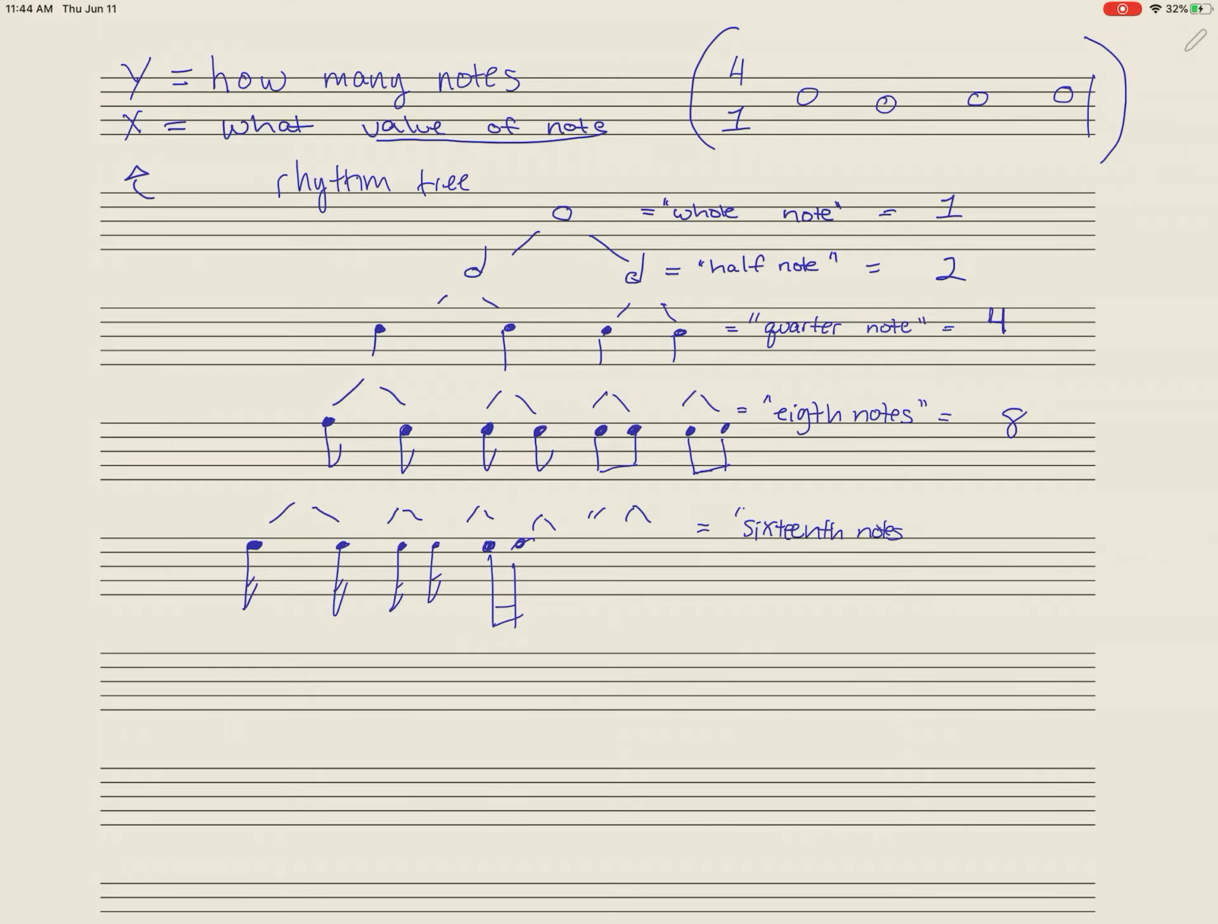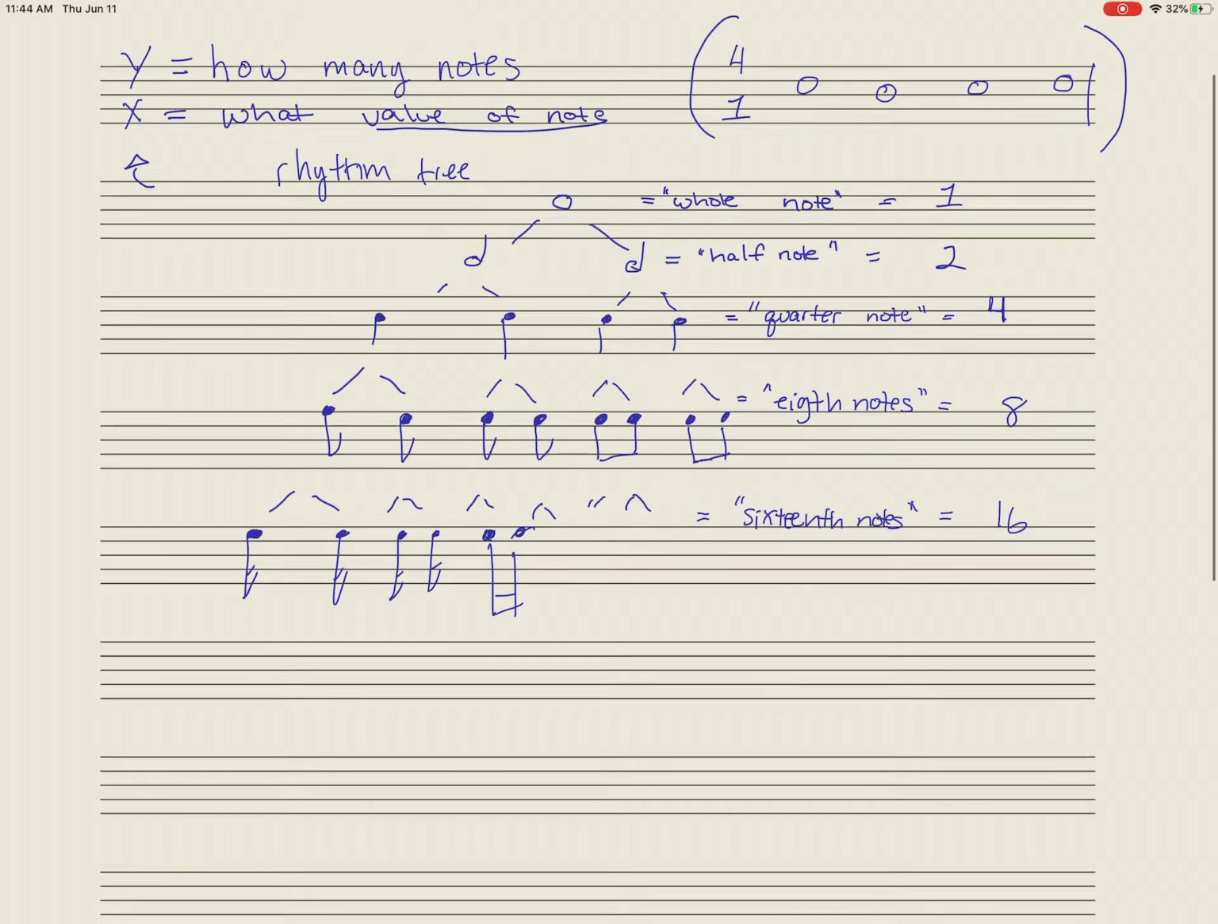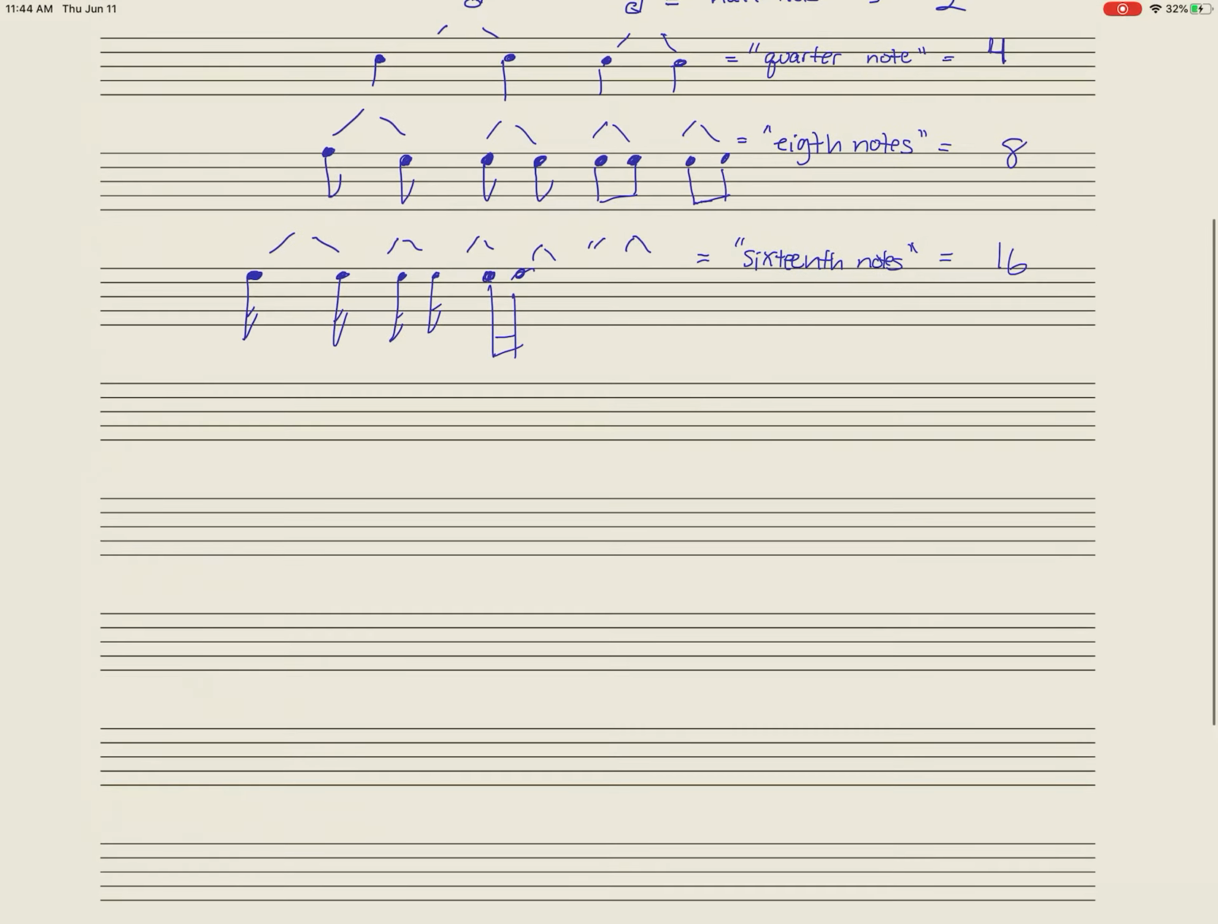Takes a little bit of getting used to writing on an iPad like this, but the symbol for that would be 16. Okay, so that is the rhythm tree. This is how rhythm breaks down simply. Okay? So everything breaks down into half, and just to show you a few examples of what this would look like.